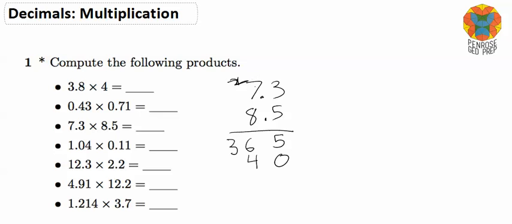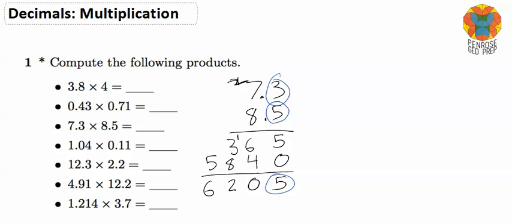8 times 7 is 56. Plus another 2 is 58. Now we add these two numbers together. We get 5. We get a 0. Carry a 1. That's a 2. And then a 6. And then we have to determine where we're going to put our decimal point. So we have 1 number to the right of the decimal here, and 1 number to the right of the decimal here. So we should have 2 numbers to the right of the decimal in our answer, which tells us that the final product is 62.05.